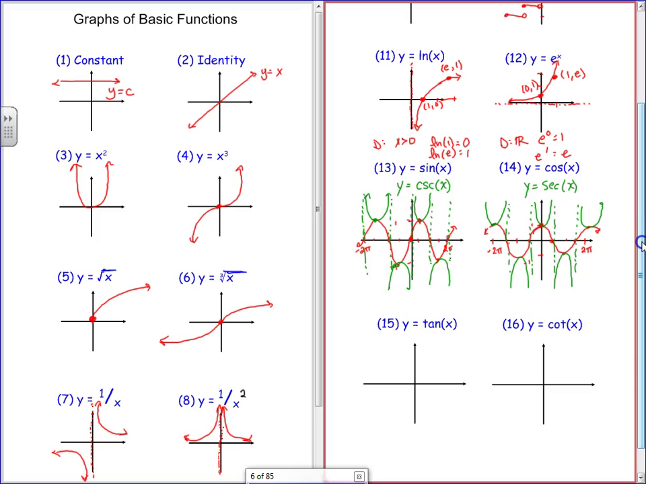Okay. Now, that's weird. Shouldn't tangent also have cotangent? Tangent, he's different. He's sine over cosine, right? Sine over cosine means for tangent, we have domain problems when cosine is 0, and cosine is 0 at pi over 2 and 3 pi over 2.